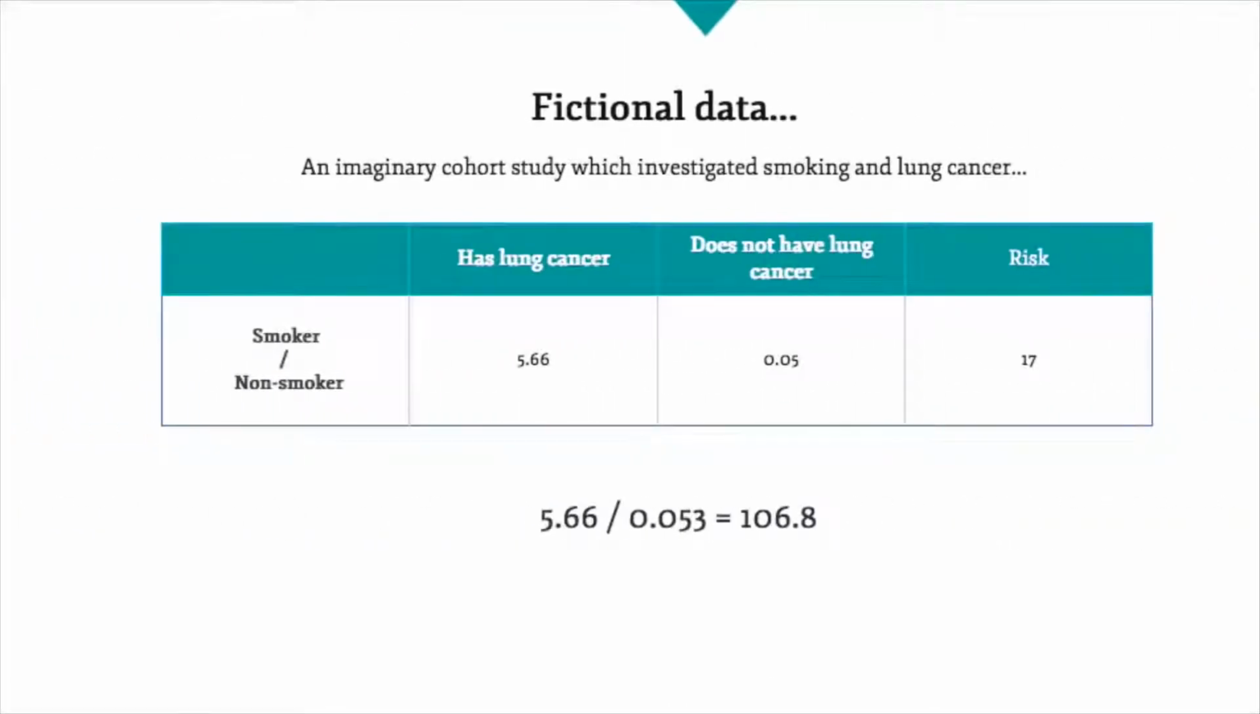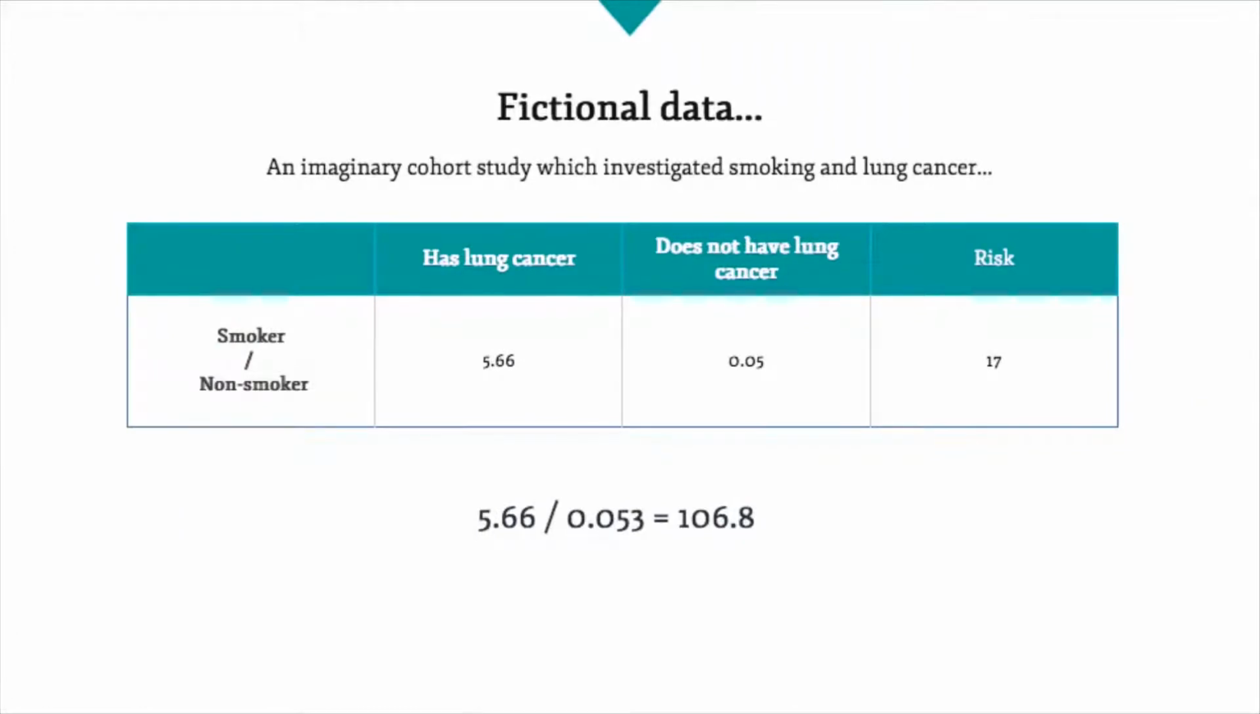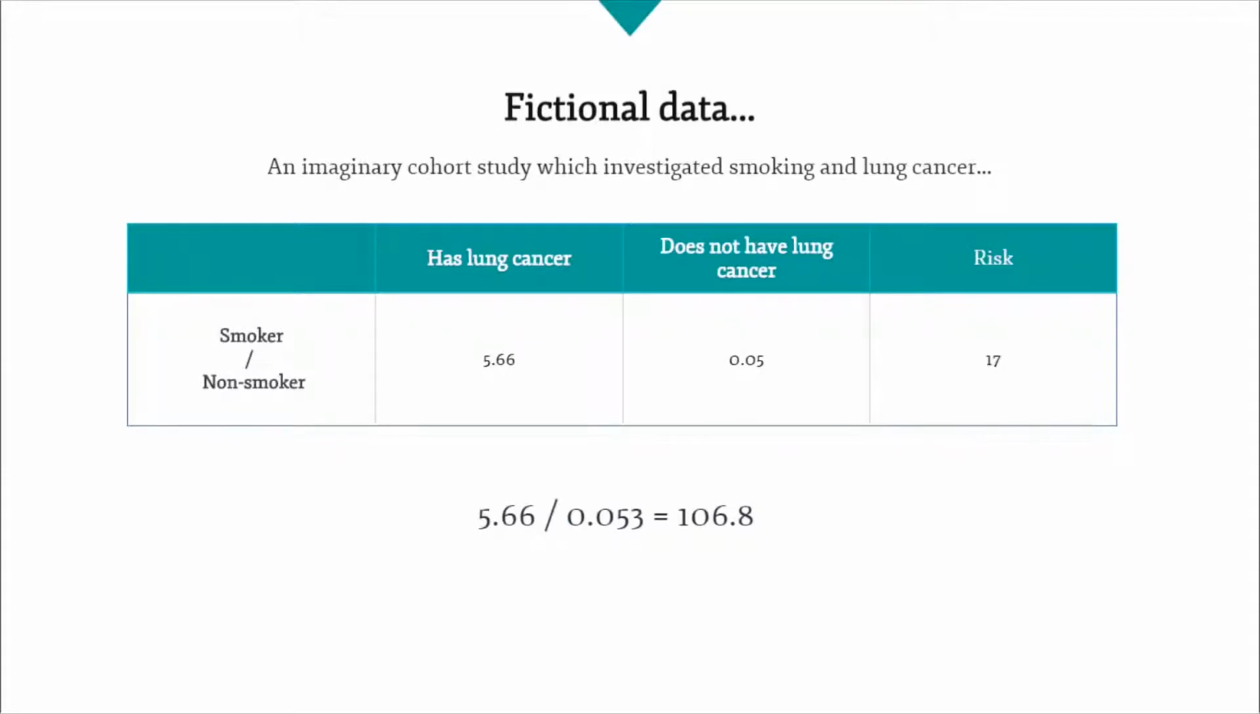To express the odds of being a smoker in the group with the outcome to the group without the outcome, it's 5.66 divided by 0.053, which gives 106.8. This means, in this fictional example, that people with lung cancer are 106.8 times more likely to be smokers than those without lung cancer. If this were a real finding, it would be a very large odds ratio.